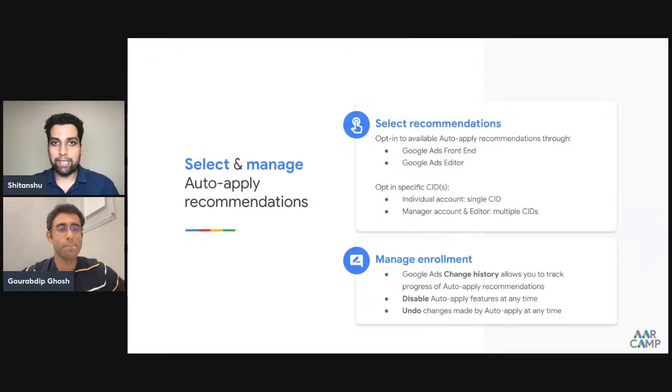One, you get to select recommendations. As I said, there is a controlled enrollment, so you get to choose which recommendation you want to opt into. You also get to choose which account you want to opt into. So if you're logged into your manager account, you can choose the list of accounts that you want to opt into for auto apply. The next step is that you get to choose which recommendations you want to opt into. So for those accounts under a manager account, or for the particular account that you have logged in through the Google Ads front end, you can choose which recommendations you want to opt into. And then you can click on save to apply those recommendations automatically to your campaigns and ad groups.